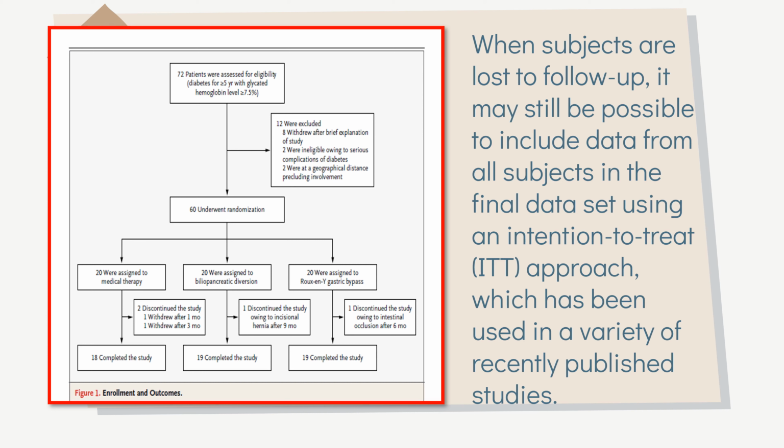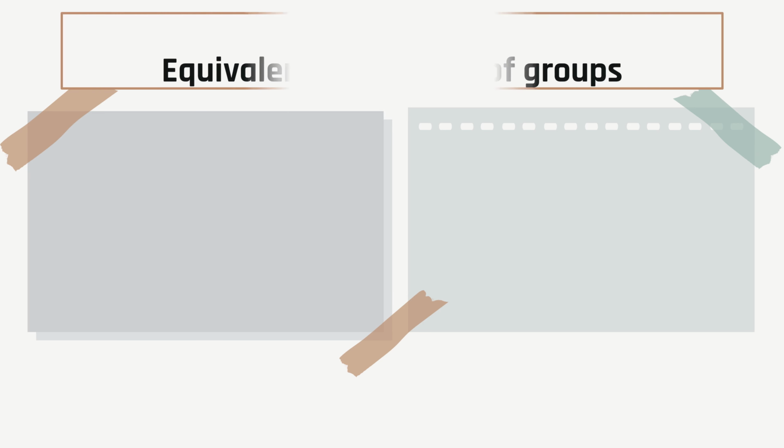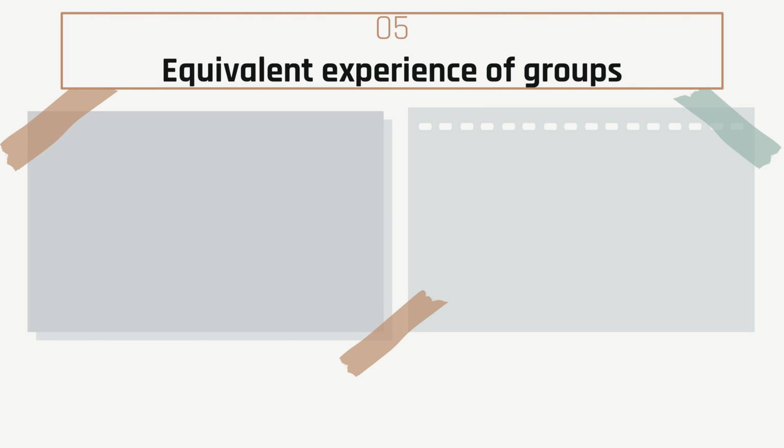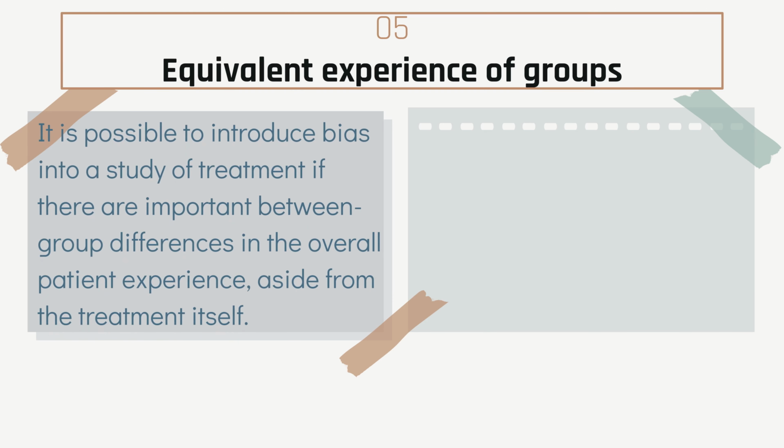Good studies will have better than 80% follow-up for either group of patients. When subjects are lost to follow-up, it may still be possible to include data from all subjects in the final data set using an intention to treat approach, which has been used in a variety of recent published studies.